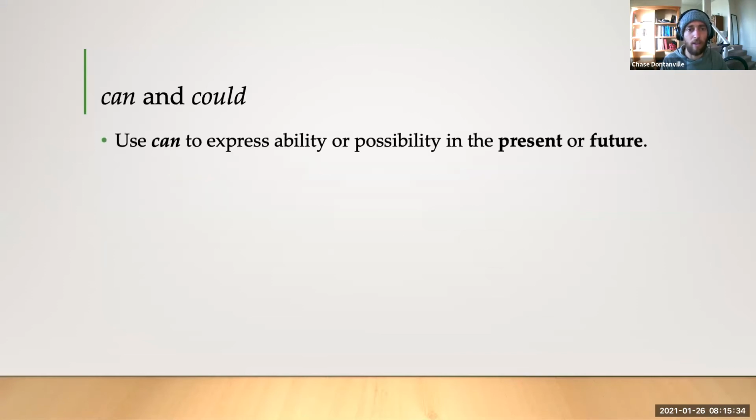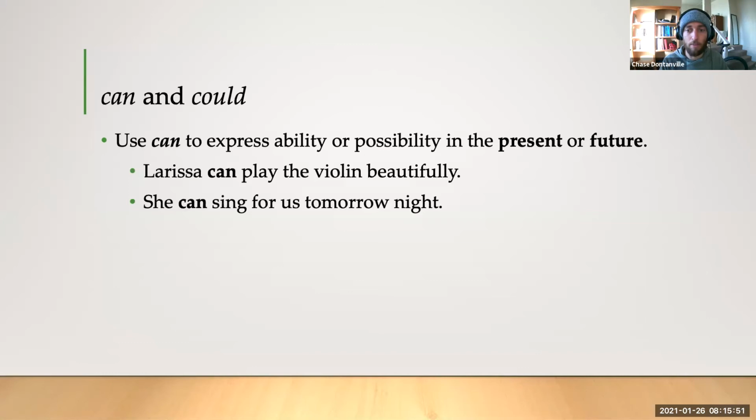Okay, so can. You can use can to express ability or possibility in the present or the future. For example, Larissa can play the violin beautifully. This is the present. She can sing for us tomorrow night. This is the future. So nothing changes with the verb can, okay? But we can use it for present or future.